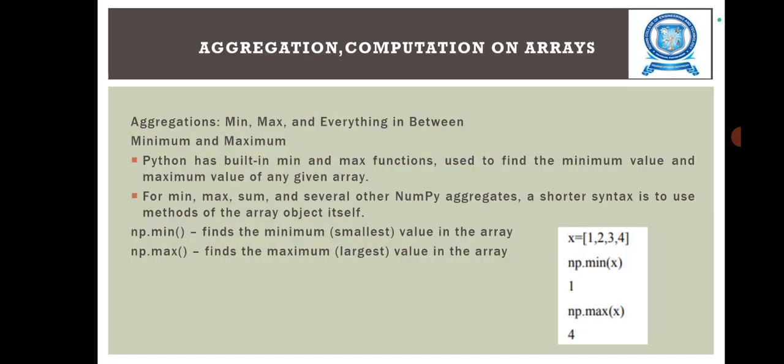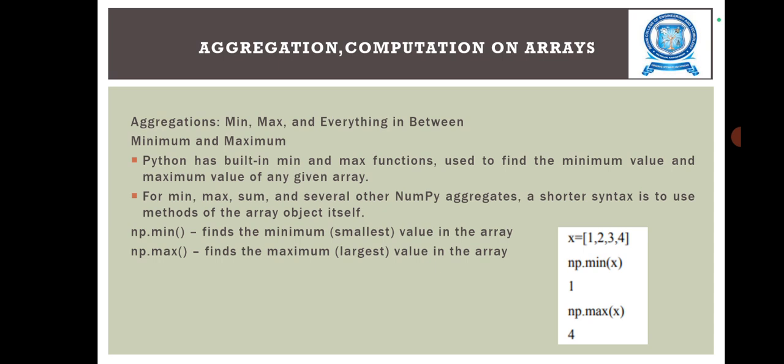Aggregation means max and everything in between, minimum and maximum. Python has built-in minimum and maximum functions. It is used to find the minimum value and maximum value of any given array. For minimum, maximum, sum and several other NumPy aggregates, a shorter syntax is to use methods of the array object itself. np.min is used to find the minimum value in the array. np.max is used to find the maximum value in the array.